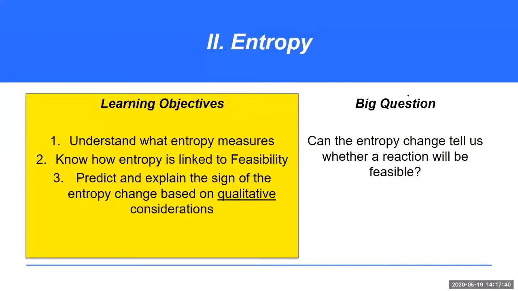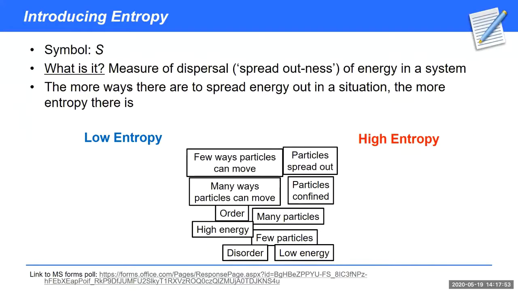Introduce to you a big idea in the topic which is called entropy. And we're going to look here at, can the entropy change tell us whether a reaction will be feasible? And probably you're now thinking at this point, what is entropy? So here we are. Entropy has got a symbol which is S. I don't know the origin of that, but it is S.